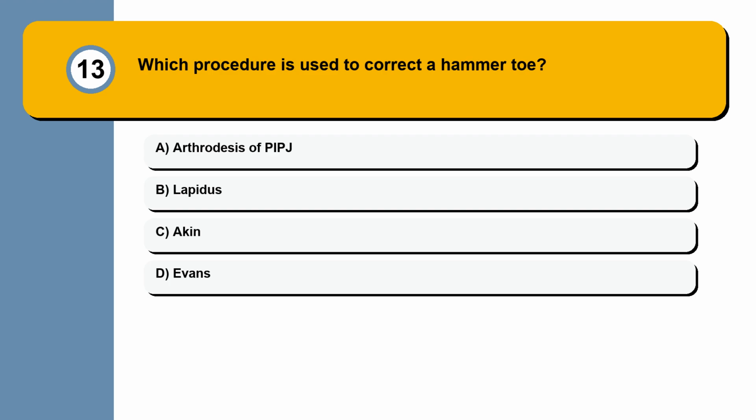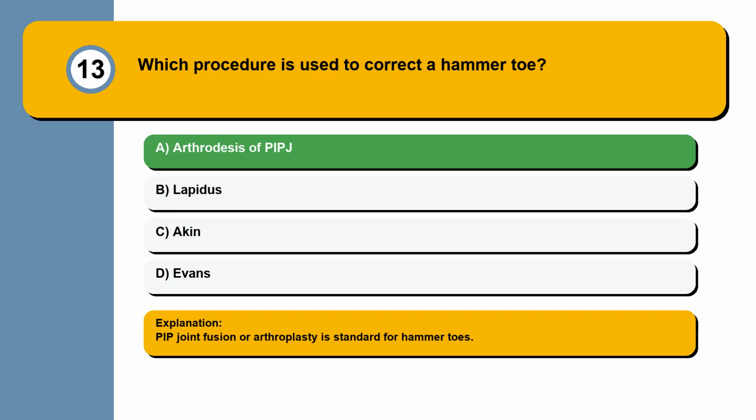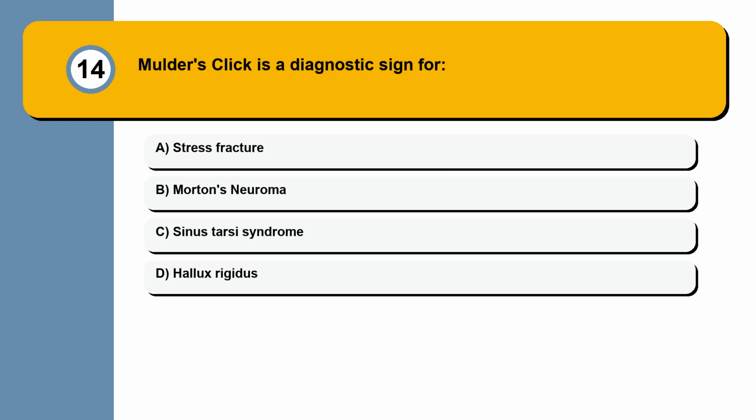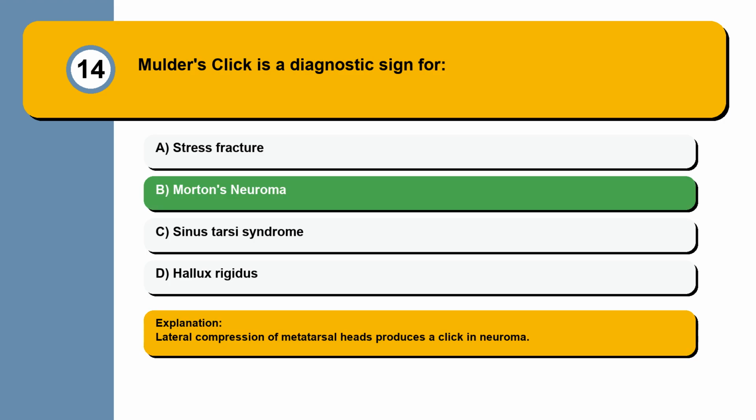Question 13. Which procedure is used to correct a hammer toe? Arthrodesis of PIPJ, Lapidus, Akin, Evans. Arthrodesis of the PIP joint is standard for hammer toes. Question 14. Mulder's click is a diagnostic sign for stress fracture, Morton's neuroma, sinus tarsi syndrome, hallux rigidus. Lateral compression of metatarsal heads produces a click in neuroma.